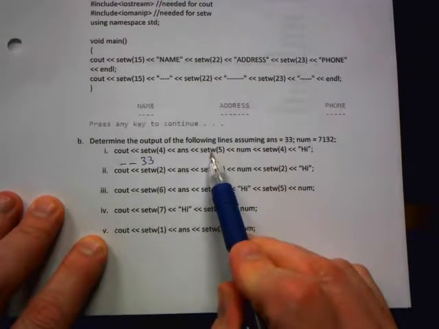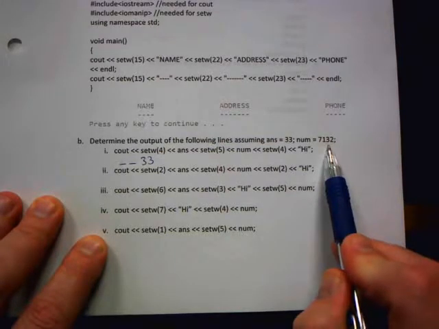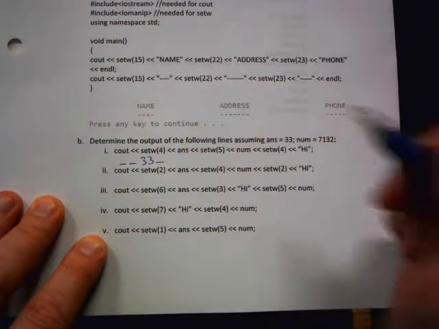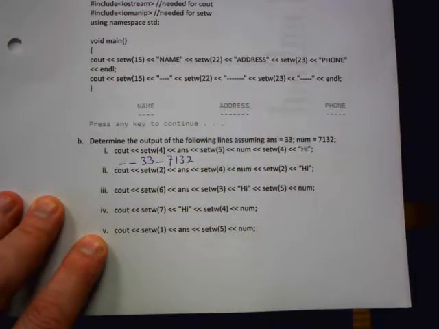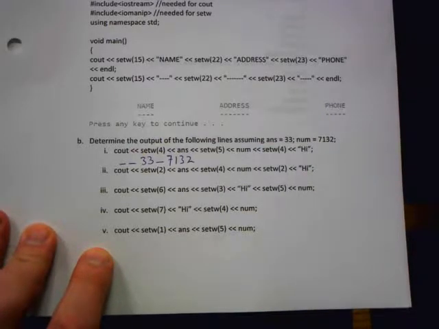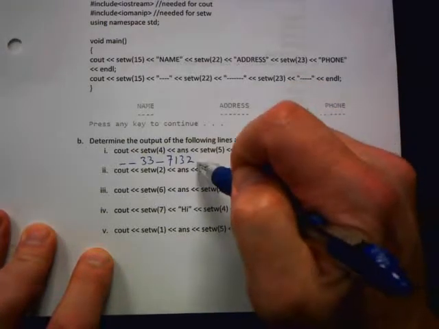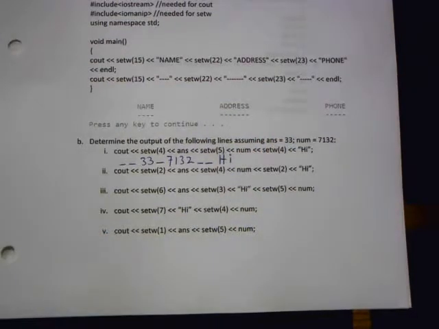And then it says save 5 spaces and print this number. So how many blanks are there going to be? There'll be 1 blank, 7132. And then finally, save 4 spaces but print the word high. So 2 blanks and then the word high. So that's exactly what that will print.